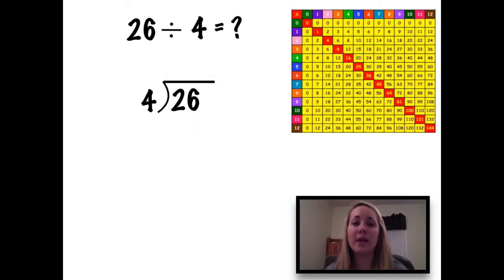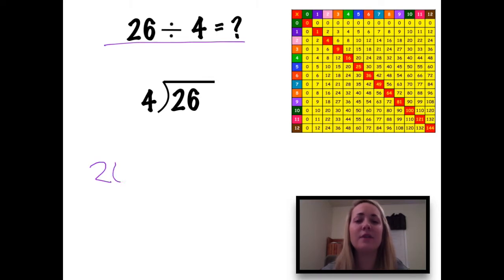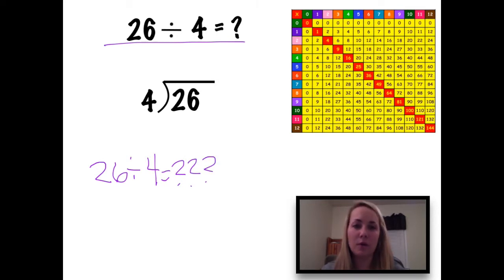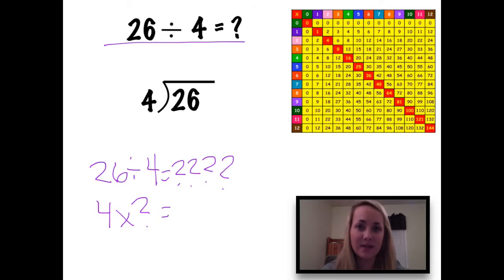Alrighty, let's try a brand new problem together. We have here 26 divided by 4. Well, our first step is to really think, how many times can 4 go into 26 without going higher than 26? Let's try and just think for a second without using the multiplication table. How many times is 4 going to evenly go into 26 without going over? You can also be thinking, remember, multiplication is the opposite of division. So 4 times what is going to give us an answer very close to 26?